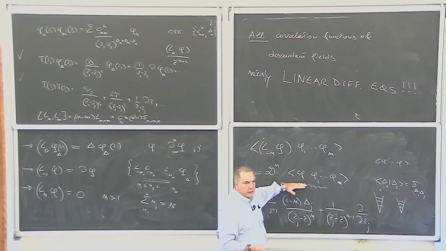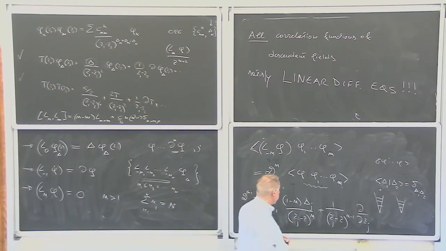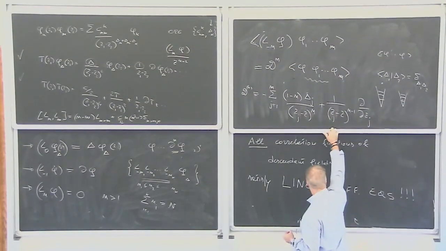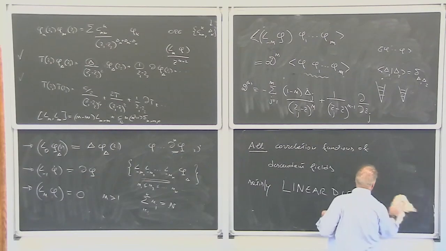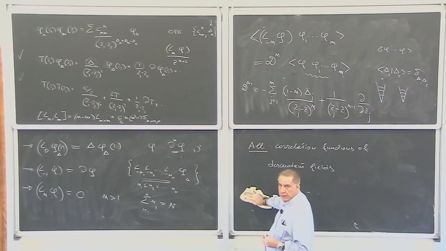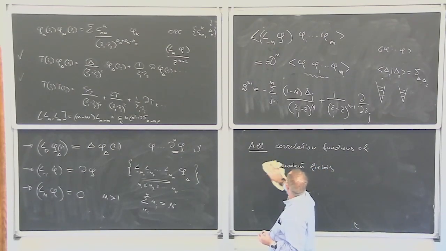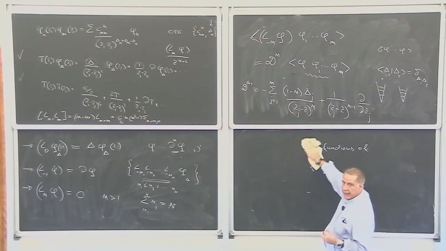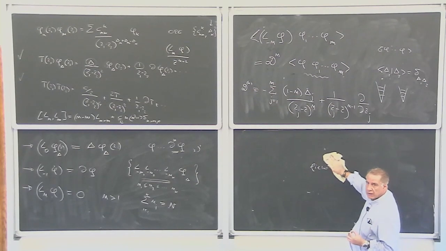Now, how to prove this result? This result is very easily proved using Ward identities. I'm using the L minus n descendant.